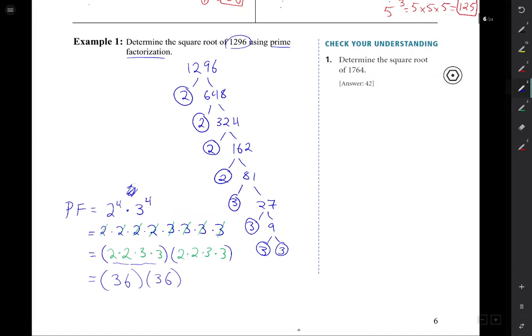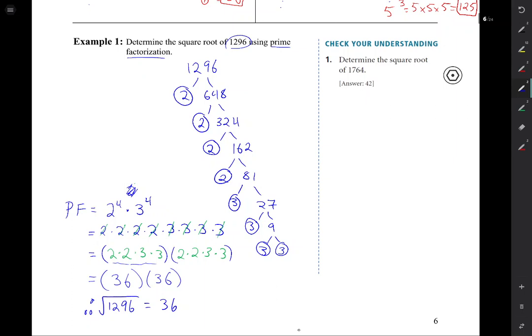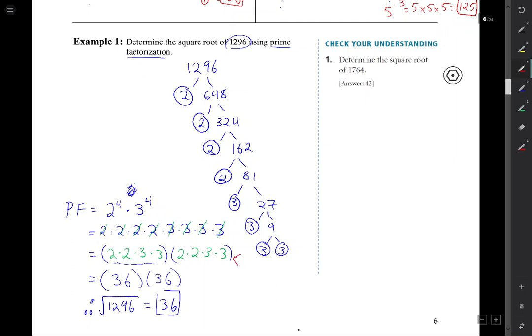1,296. And we could just rewrite that as the square root of 1,296 is equal to 36. And we're done. So the square root of 1,296 is 36.